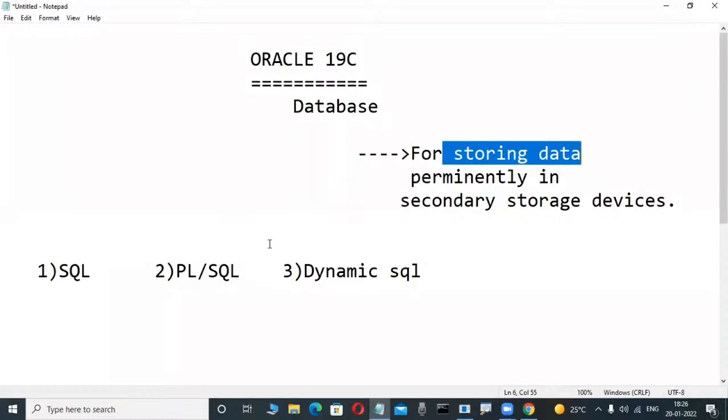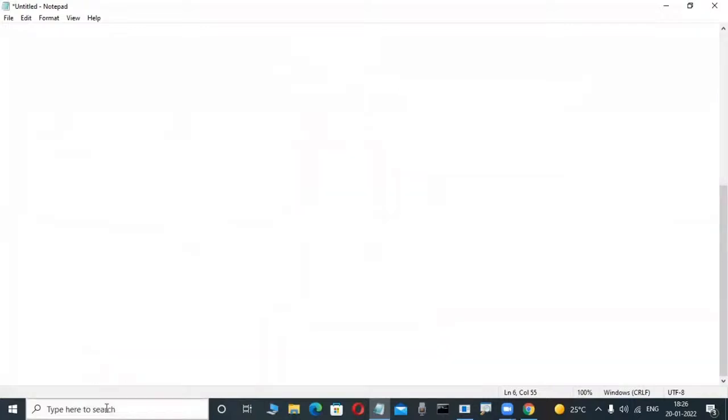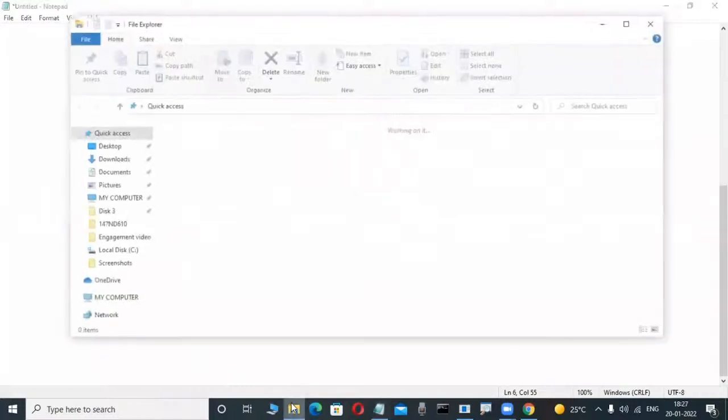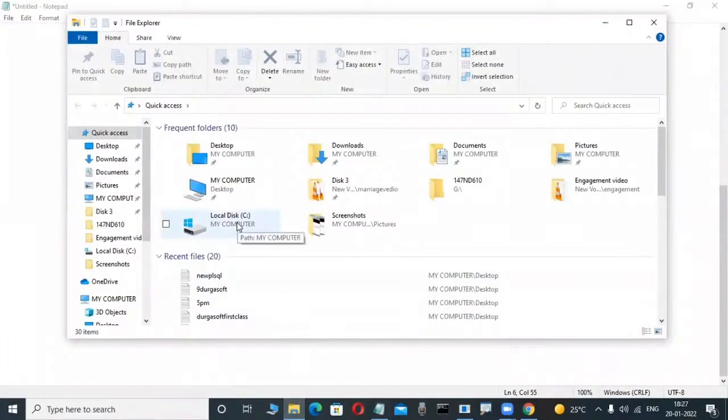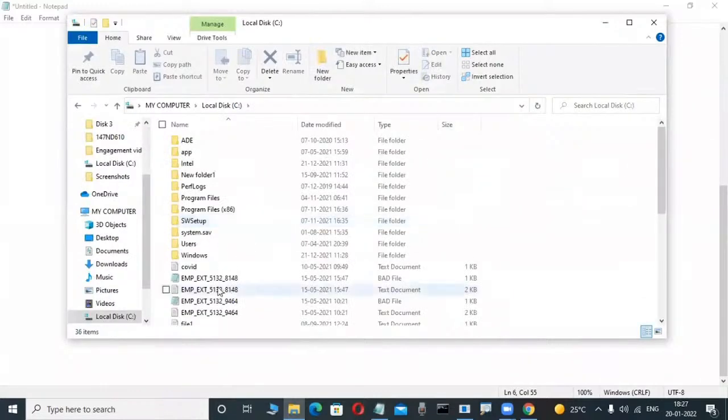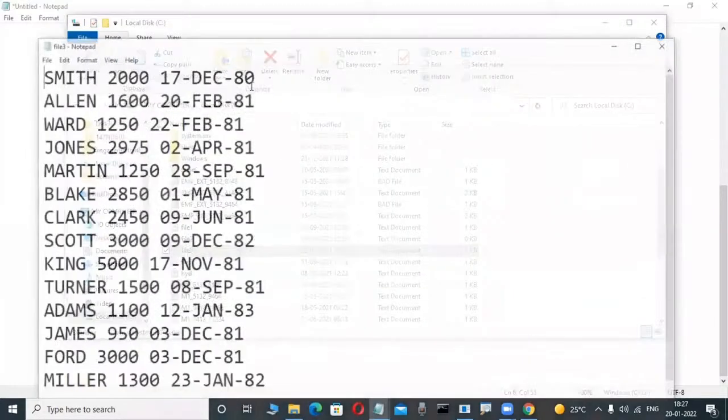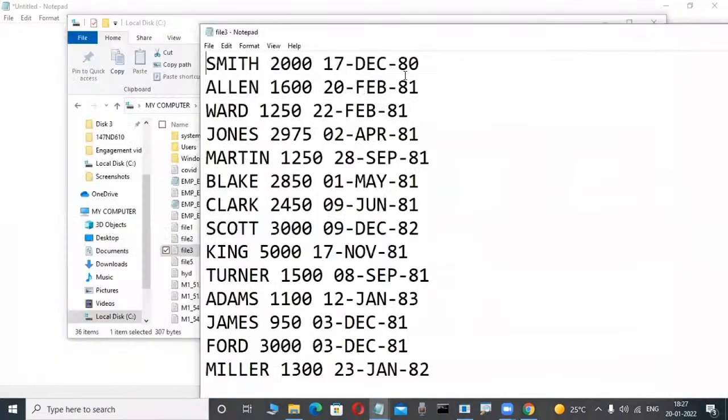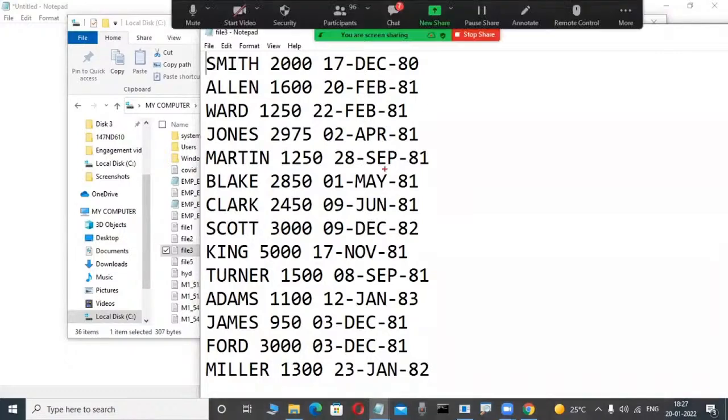Databases are not only for storing data, but efficient retrieval of data is also important. For example, observe the screen. In the olden days, before 1960, data was stored in a file format like this. We will learn about this in the history later. A file format also stores data permanently. But suppose employee details are there, and I want to retrieve the information of employees who joined before 1981.